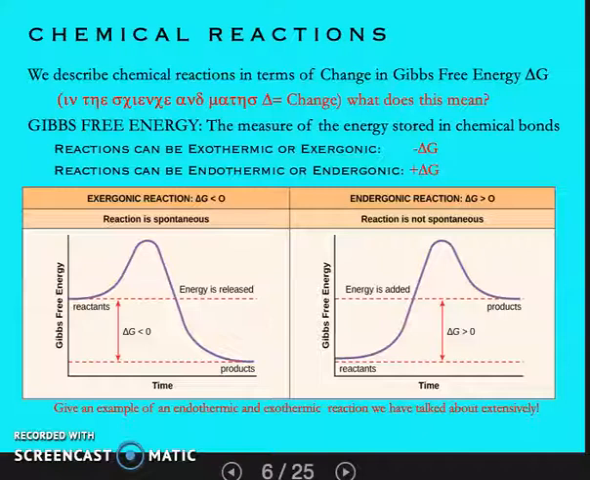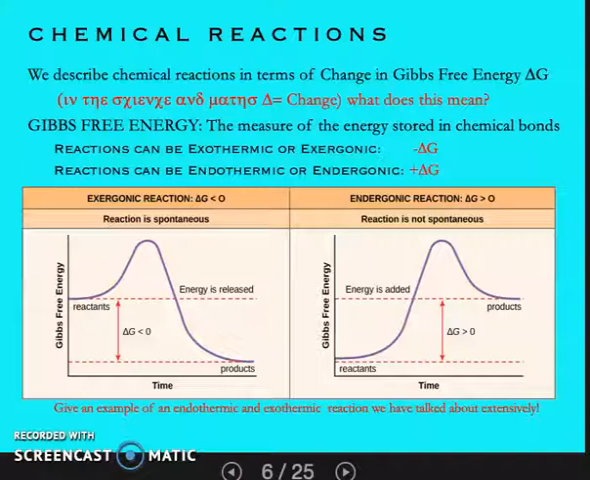Delta in the sciences and maths always equals change. And so if I have a negative delta G, I've gone from an area where there's lots of energy stored to a place where there's not so much energy stored. Of course, on the other hand, if I go with a positive delta G, I've stored energy.